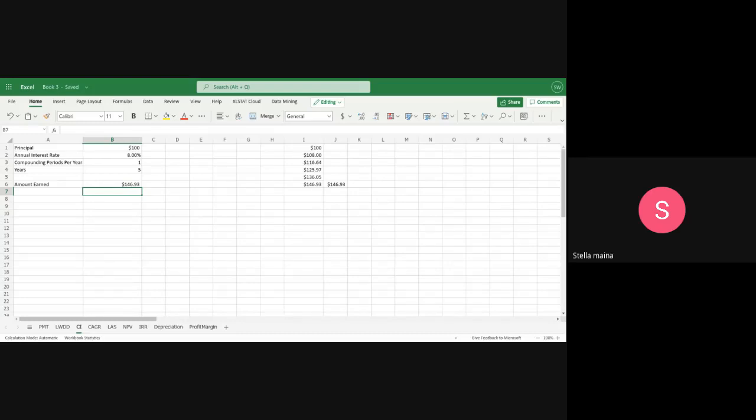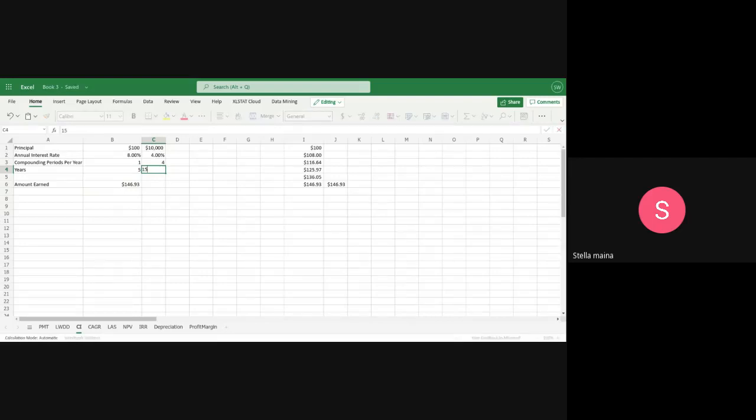So we can look at another example. Assume you put 10,000 into a bank. So that's definitely our principal, 10,000. And then you have an annual interest rate of 4%, and then you have a compounding period of 4, and then the years are 15.